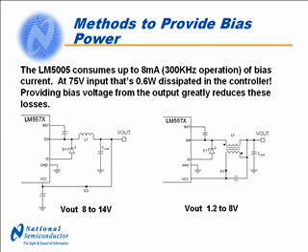Fortunately, there are several ways to reduce this power dissipation. Shown on this slide are 2 methods of providing bias voltage from the output. This greatly reduces the bias power losses.